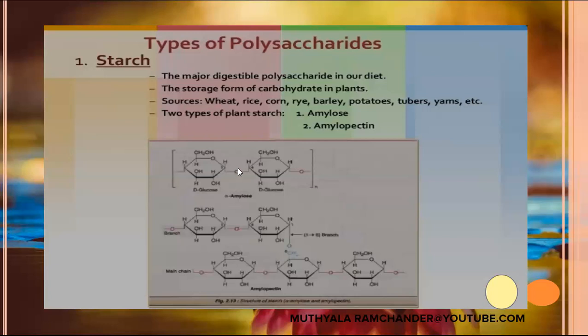Starch is made up of two structurally different homopolysaccharide units. They are amylose and amylopectin. Amylose is 20% and amylopectin is 80% of the starch. Now first we discuss amylose.